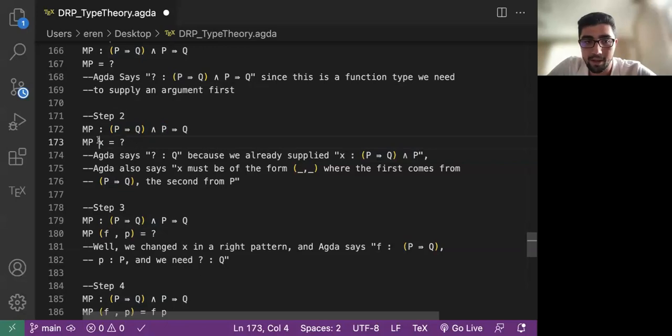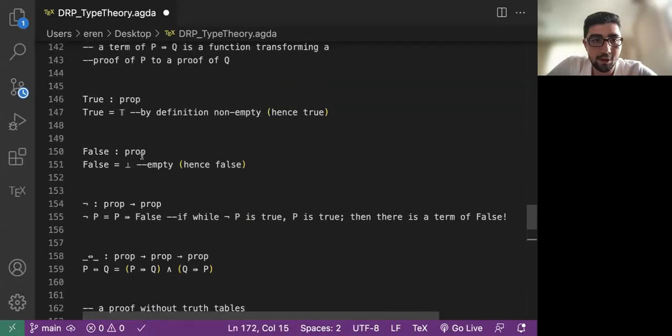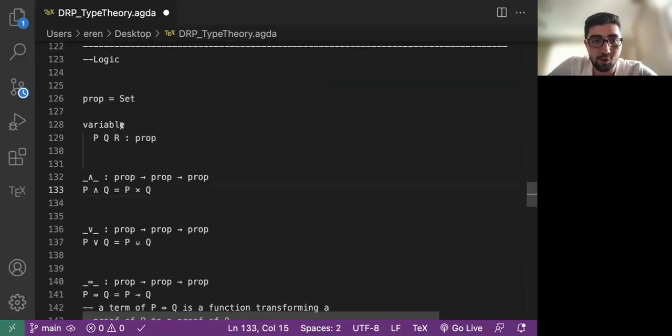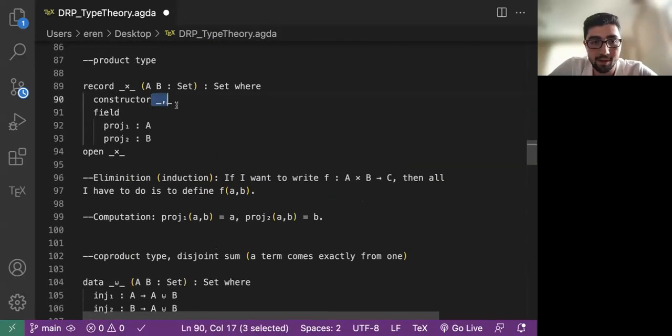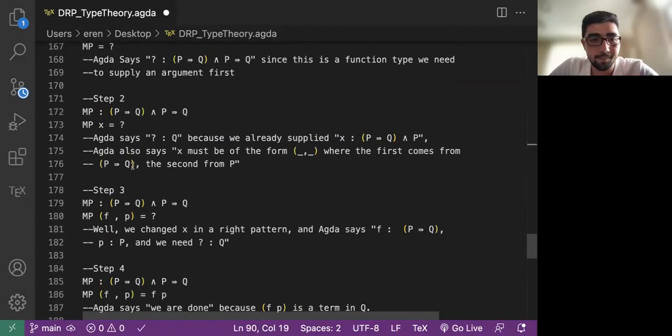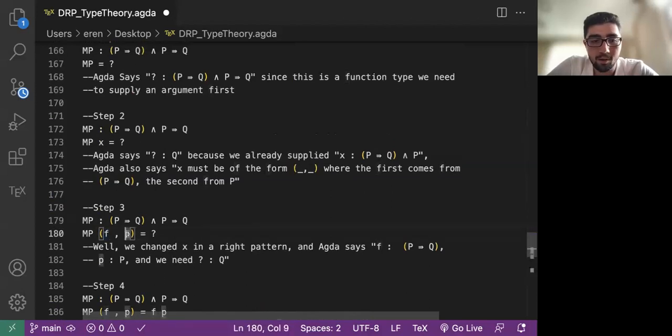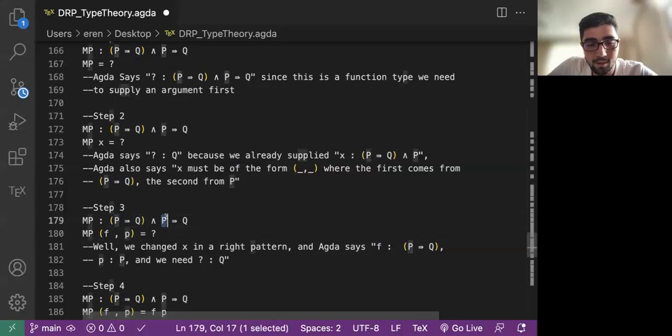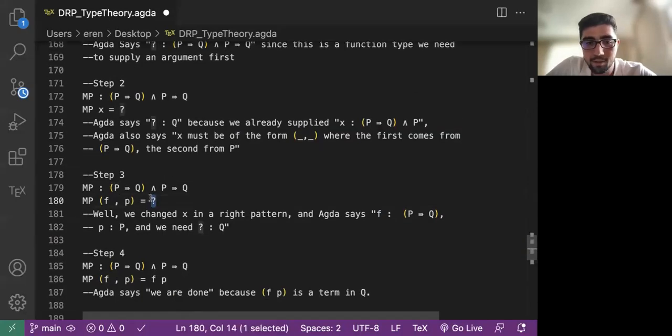But x is a term of this type, and this type is constructed with an AND. By definition, Agda knows that. Let's see the definition of AND. It is P times Q, and the times operation is given as an ordered pair. So I can split x into two parts, f, p. Why have I called this f and p? I have called it f because it's a function from P to Q, and p is a term of uppercase P. So again, the question mark is a term of Q.